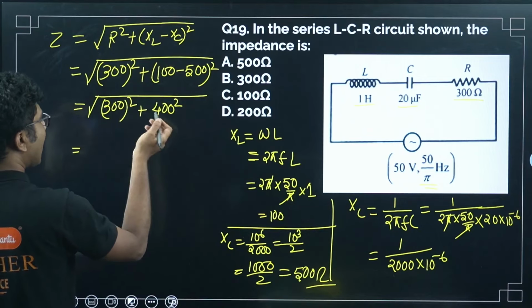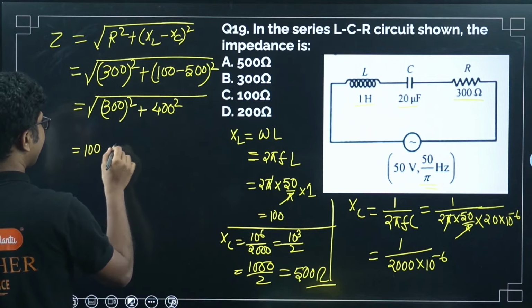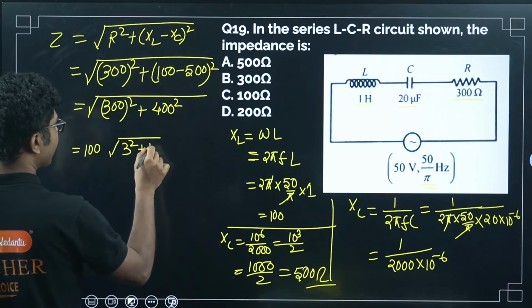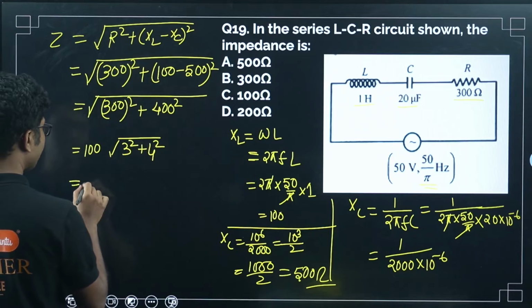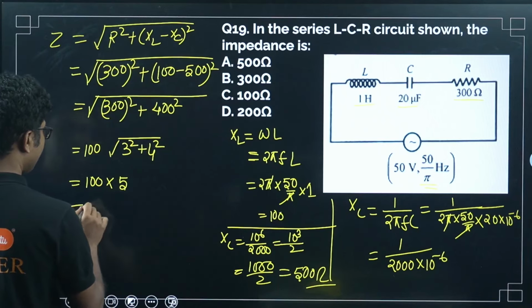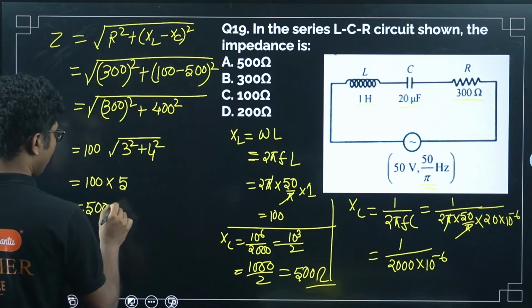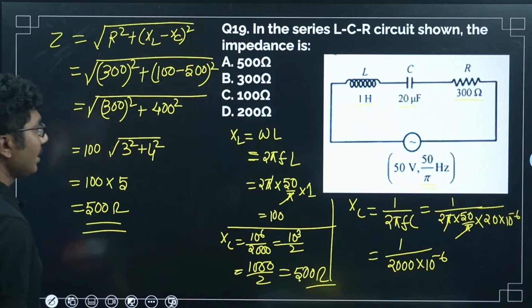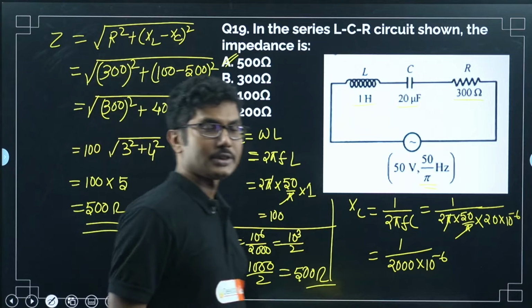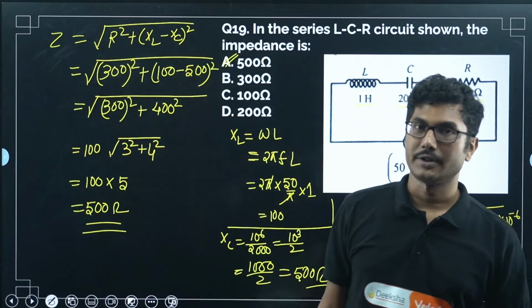Now we can take 100 square out of the square root. I told you the technique. So 3 square plus 4 square. Now 3 square plus 4 square is a known value. We know that this is equal to 5. So 500 ohm is the value of the impedance. So the correct answer is option A, 500. Simple.